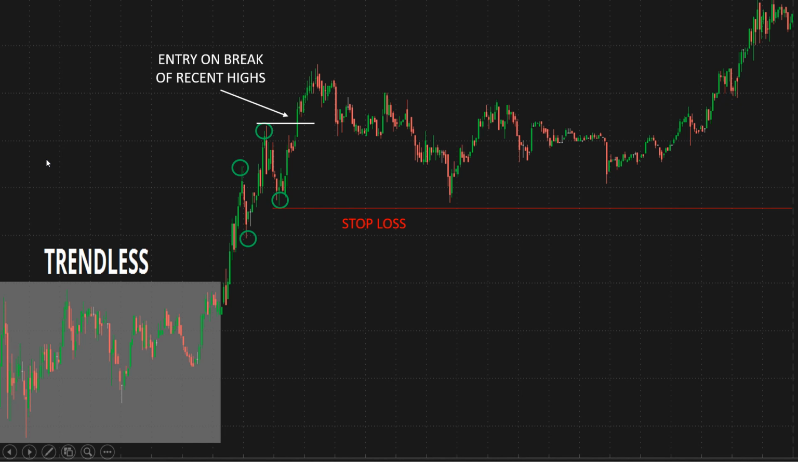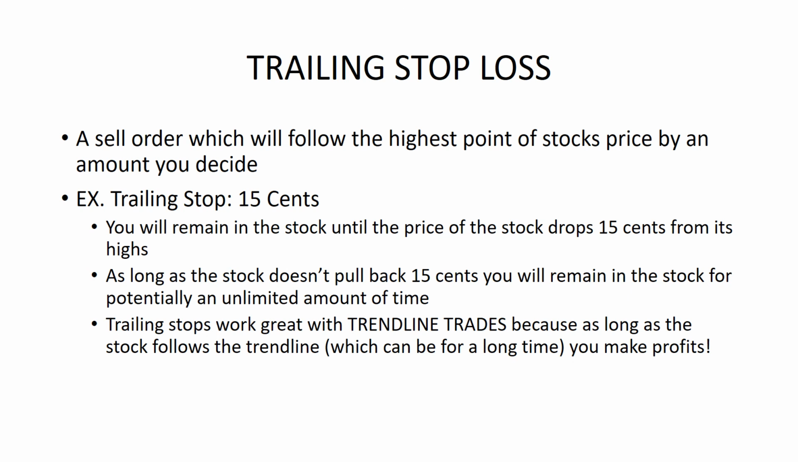Now, how do you know when to take profit on a stock like this? Well, you have two options. The first option is to take profit and sell as soon as the bull trend has reversed and become a bear trend. Now, if you remember from the slides earlier, that happens once you start to see lower highs and lower lows. Another option to take profits on this is a trailing stop loss option.